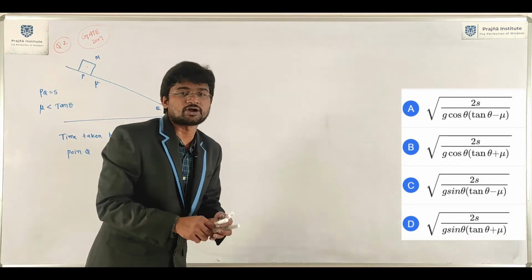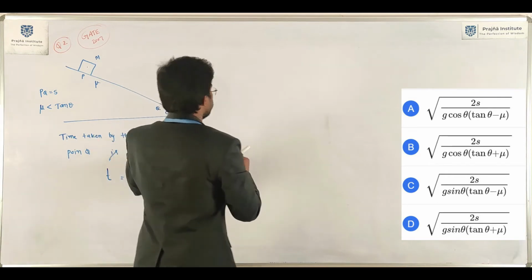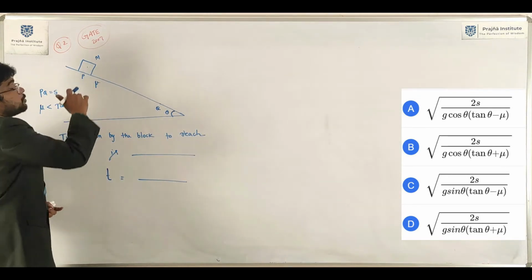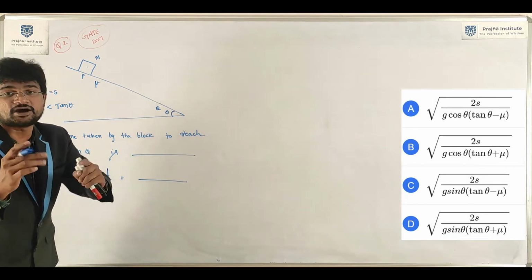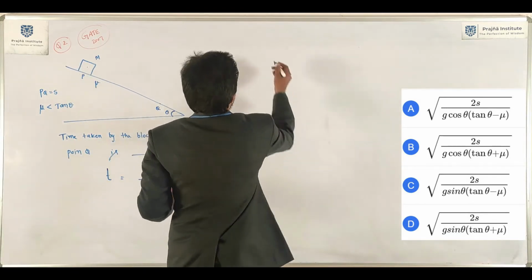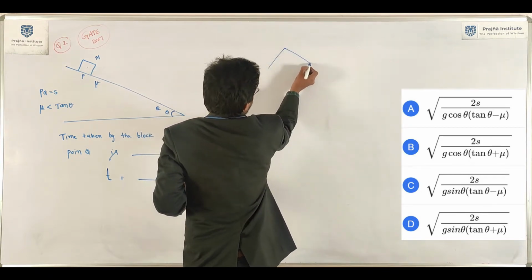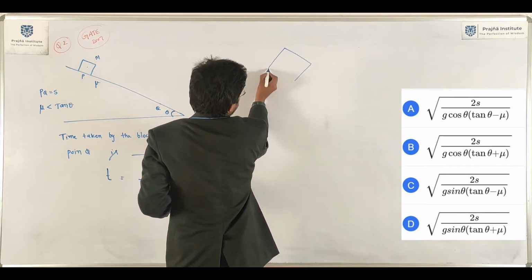For that, we need to draw the free body diagram for the block. Okay, it is released from rest. Initially, the block is released with a velocity of 0. Okay, so now just draw the free body diagram for the block.